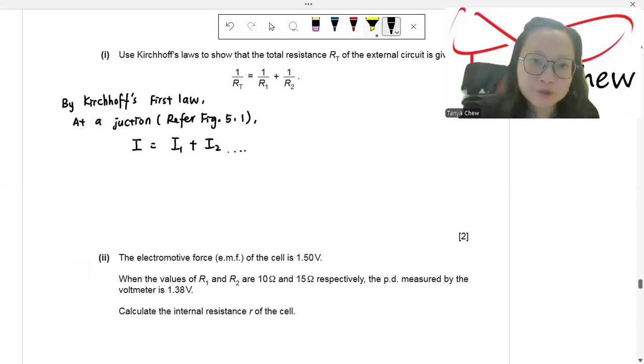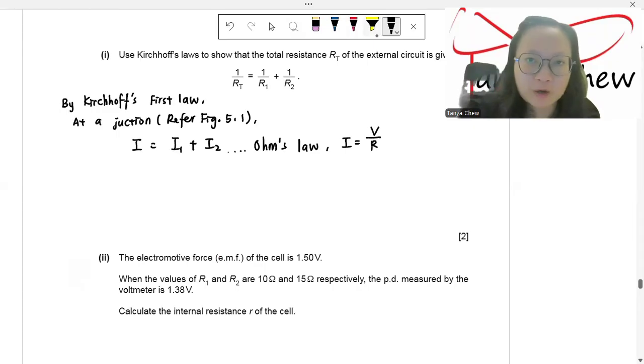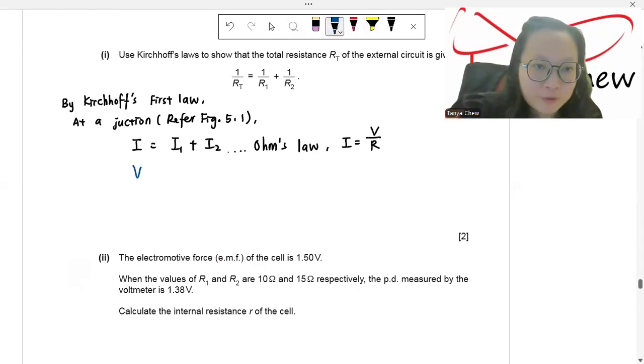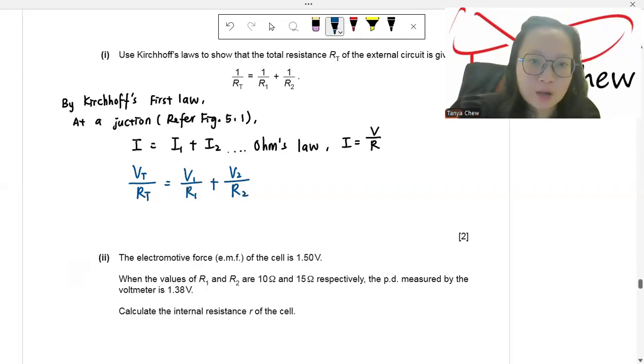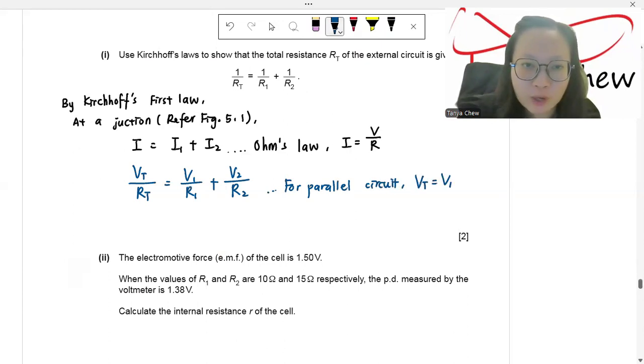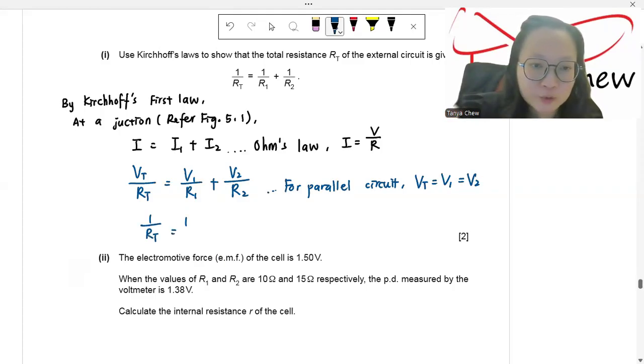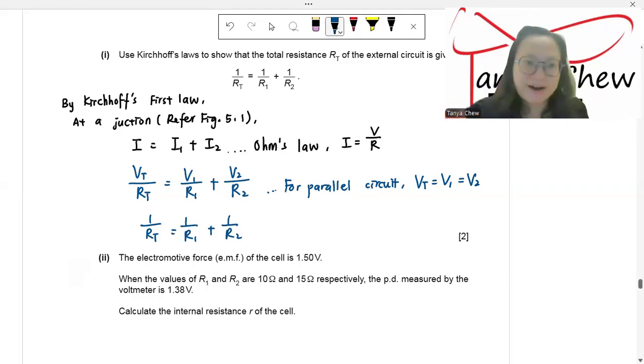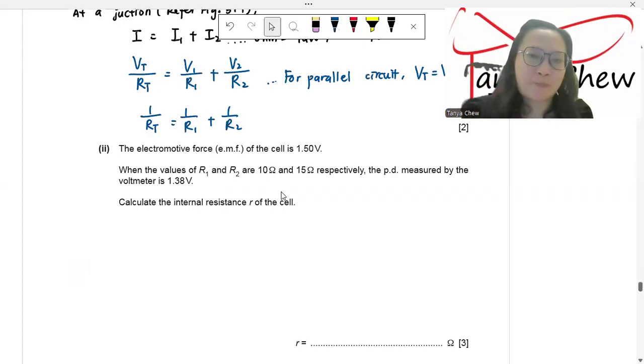Now, Ohm's law, I is equal to V over R. That is why from here, I put V total over R total is equal to V1 over R1 plus V2 over R2. So for a parallel circuit, V total is equal to V1 is equal to V2. That is why you can cancel off the V. You have 1 over R total is equal to 1 over R1 plus 1 over R2. Ta-da! That's it.